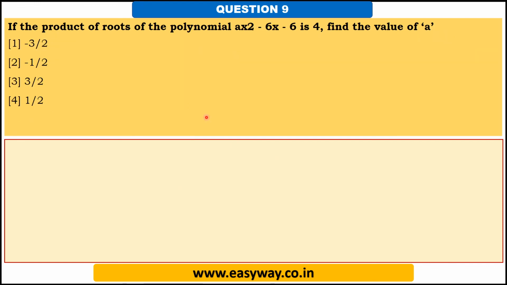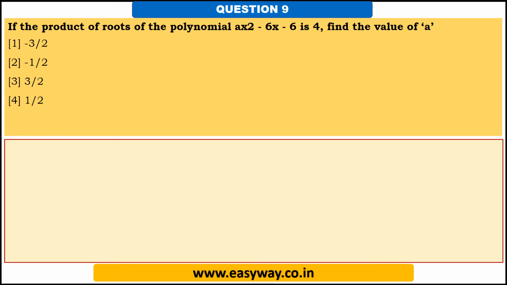If the product of the roots of the polynomial ax square minus 6x minus 6 is 4, then find the value of a. In this question, it is said that the product of the roots of the polynomial equation is 4. Whenever you have a polynomial equation, how do we find out whether the equation is of power 2 or power 3? We have to look at the x.